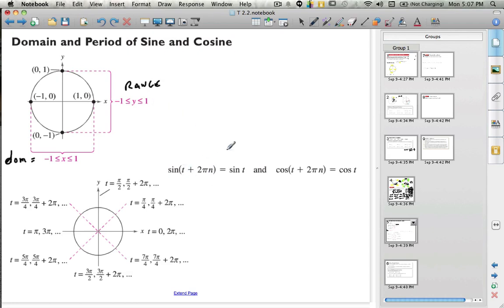When you start thinking about the period, the period is the length around our unit circle, which in this case is 2 pi. That's the period, right? So our theta value is between 0 and 2 pi. That's the period that we're working with.